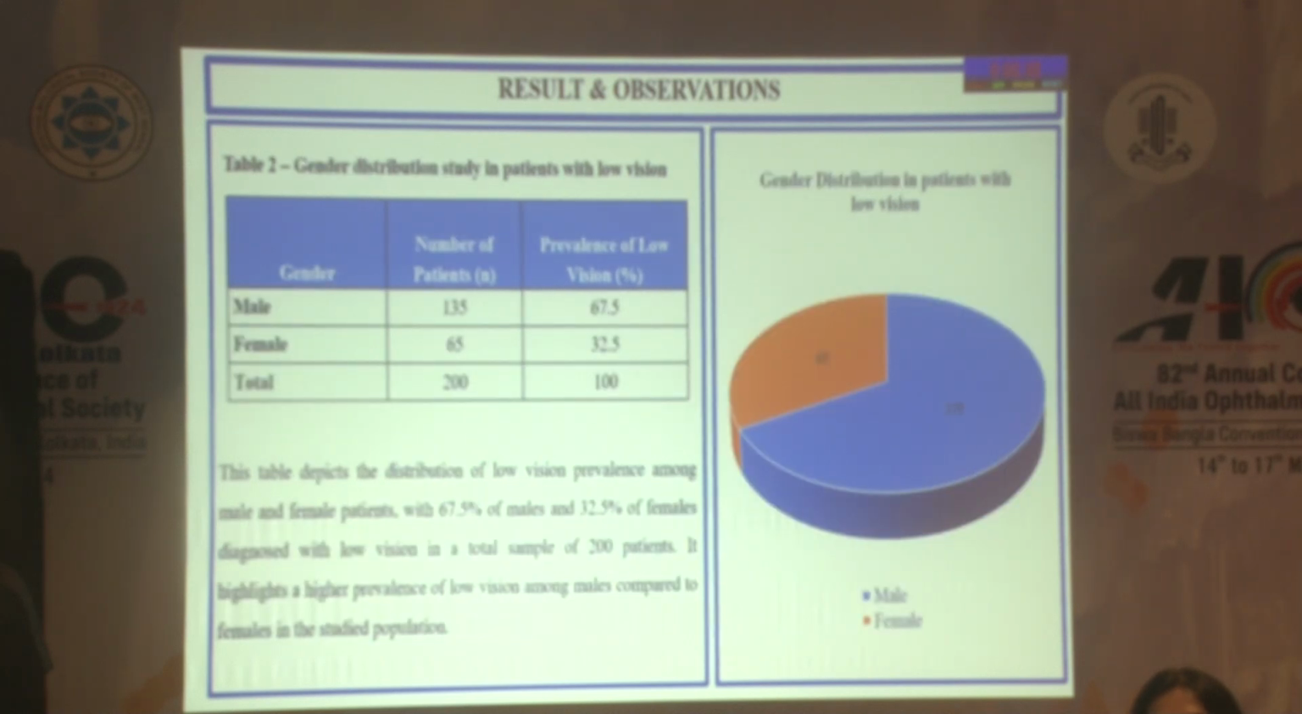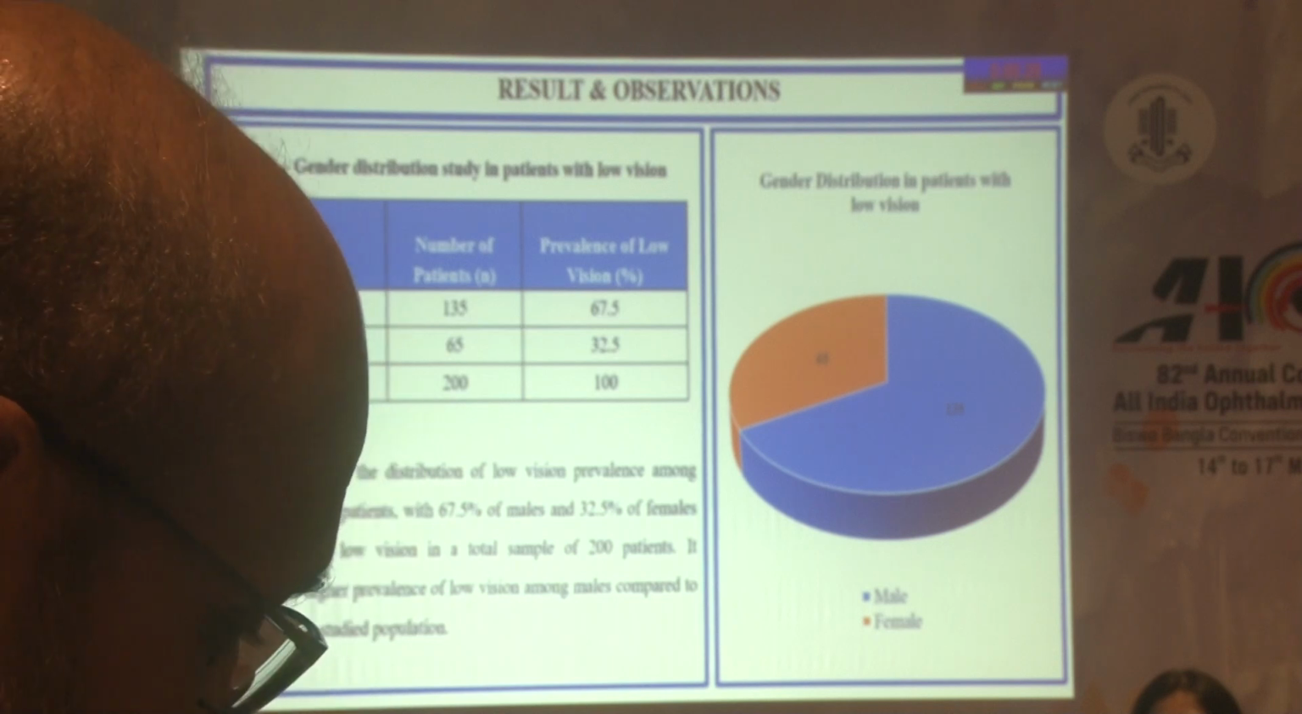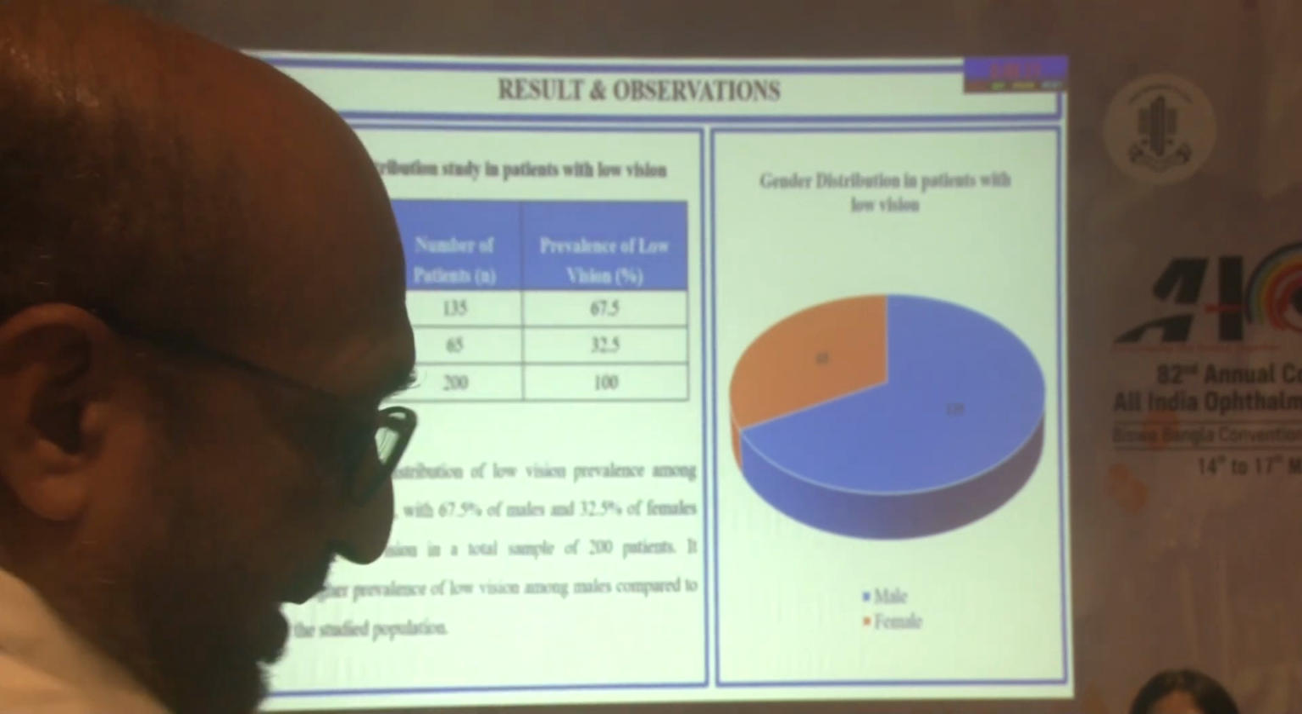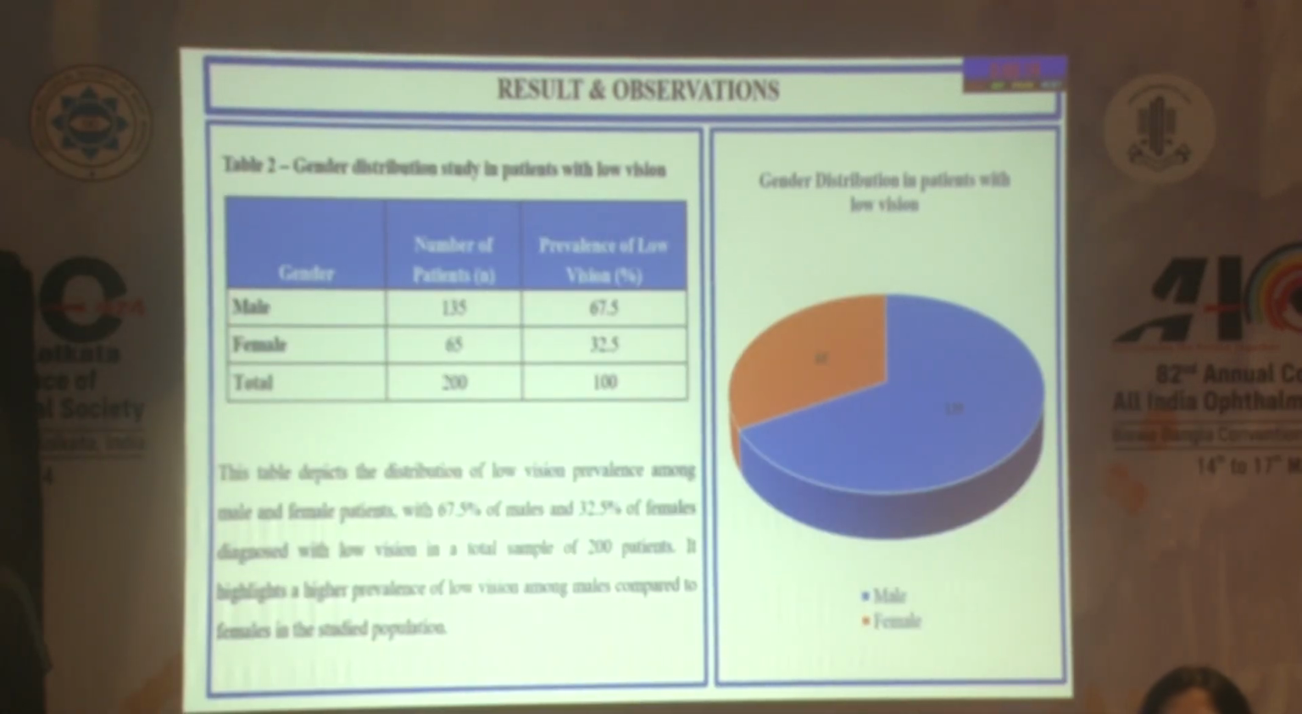Following table describes the gender distribution study in patients with low vision. This table depicts the distribution of low vision prevalence among male and female patients, with 67.5% of males and 32.5% of females diagnosed with low vision in a total sample of 200 patients. It highlights a higher prevalence of low vision among males compared to females in the studied population.